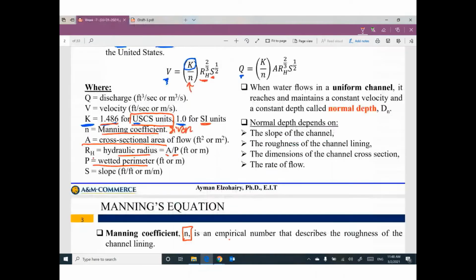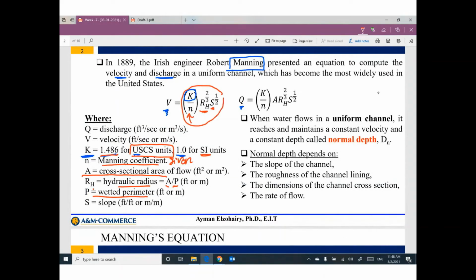Okay, and we covered this last meeting, I think. So for these terms for velocity, if you multiply by area, you can get Q, because all of us know Q equals area times V. So V alone equals K divided by N, R to power 2/3, S to power 1/2. If you multiply this V by area, you can get the discharge. Okay? Any question so far?